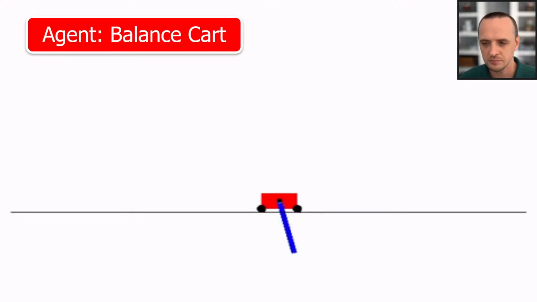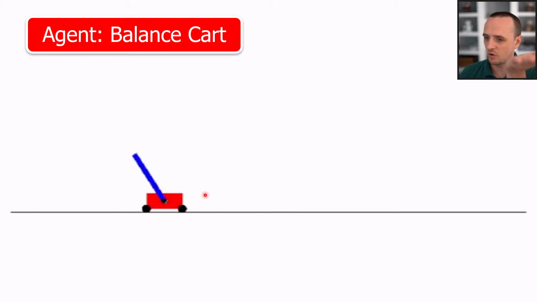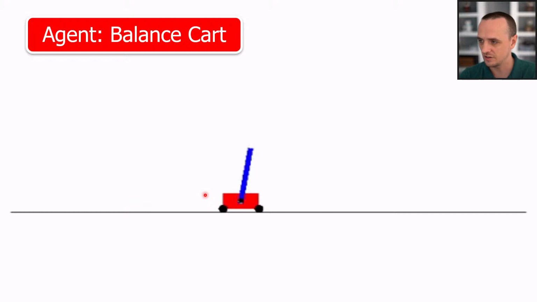Here is another example of an agent, and this is called the balance cart problem. We'll talk about this a little bit later. But it's sort of a canonical problem in reinforcement learning, and we'll get to that in the second half of the course. But picture you have the pole balancing on your hand or balancing on a cart, and your actions are move to the left or move to the right. And you're trying to balance this pole for as long as possible. So in this case, the agent is the cart that you're trying to move.